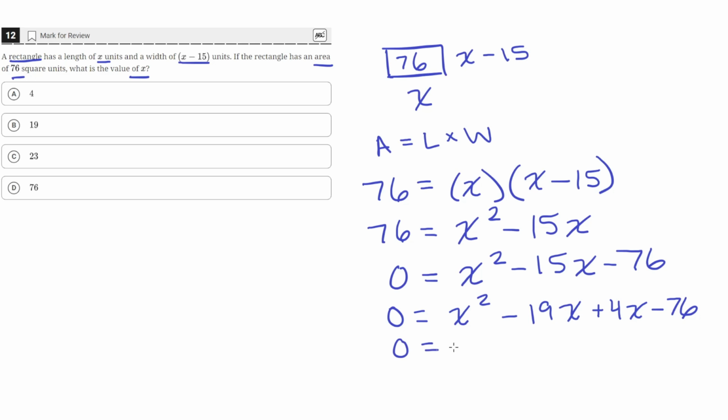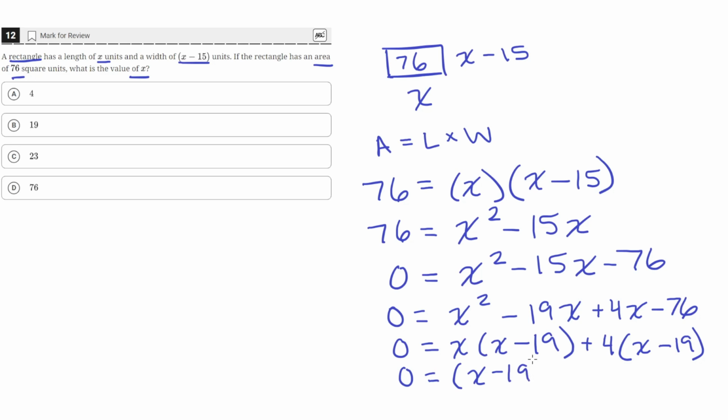So we can just take an x common out from these two terms. So x minus 19. And then from these two terms, we can factor out a 4. So 4 times x minus 19. And then we see that x minus 19, that quantity is common to both these terms, so we can factor that out as well. So x minus 19 times x plus 4.